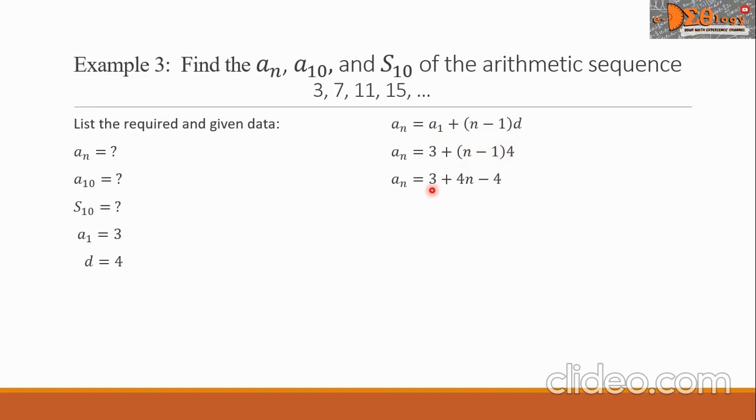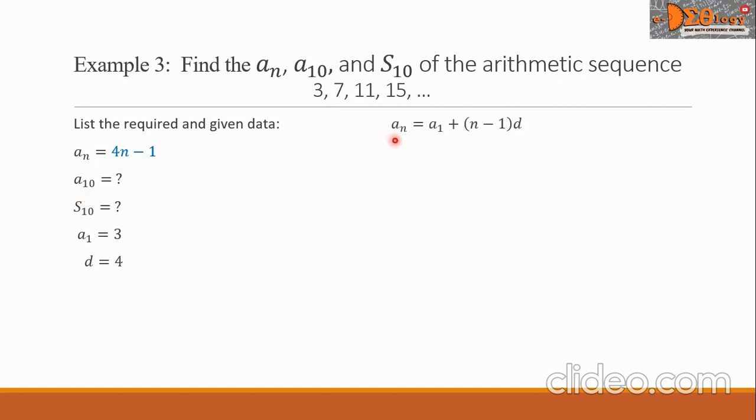Then let us combine this positive 3 and negative 4. So we have negative 1. So our a sub n equals 4n minus 1. So this is the value of a sub n as a function of n. Let us copy this value opposite a sub n in here. And then let us clear the board and solve for a sub 10, the 10th term.